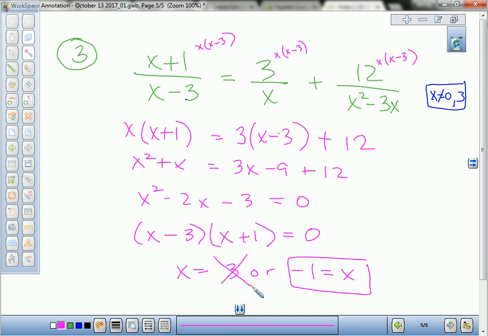Think about what 3 would be on the graph. It would be a vertical asymptote, or a hole if it canceled. Correct. So when we think about it that way, it makes more sense why x can't be that. We can think about it algebraically, or we can tie it back into the graph.